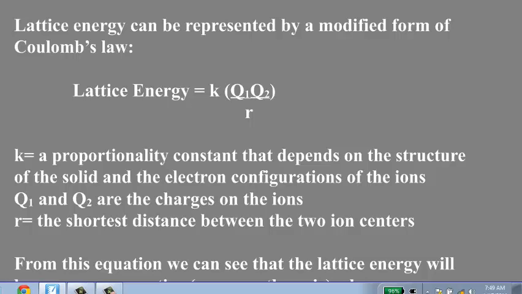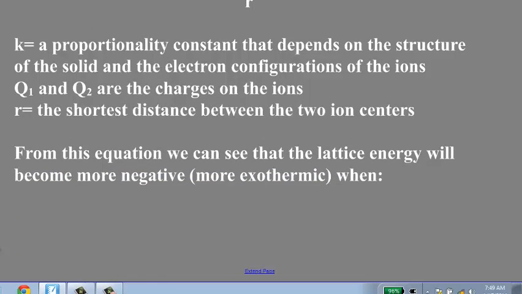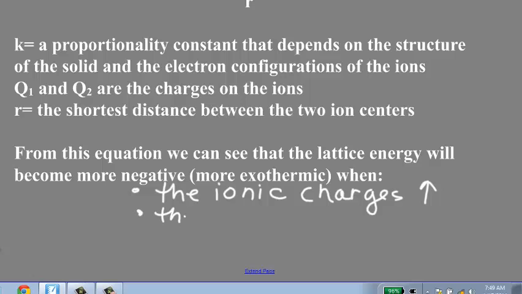All right. So as we said, lattice energy is this, and don't worry about this K. It's really just this, right? That's lattice energy. And again, this is review. We can see from this equation that lattice energy will become more negative or more exothermic when the ionic charges increase, and when the distance between the ions becomes smaller.